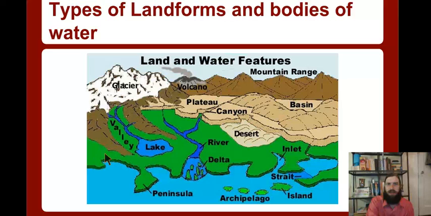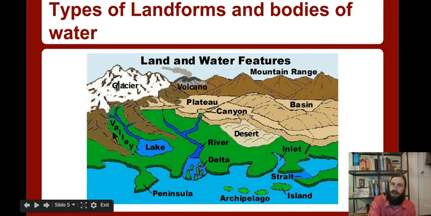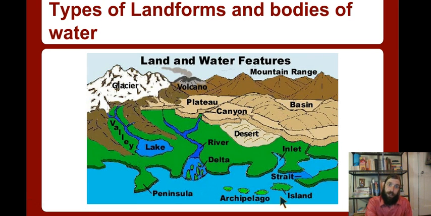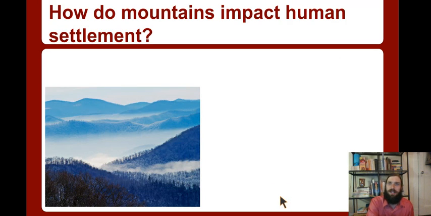Types of landforms and bodies of water. All right, so you should know what a lake is, what a canyon is, what mountains are, what an island is. That's fourth grade stuff. In fifth grade, you need to know why all of those are important. How do they impact people, okay? So how do mountains impact human settlement? Think about it.